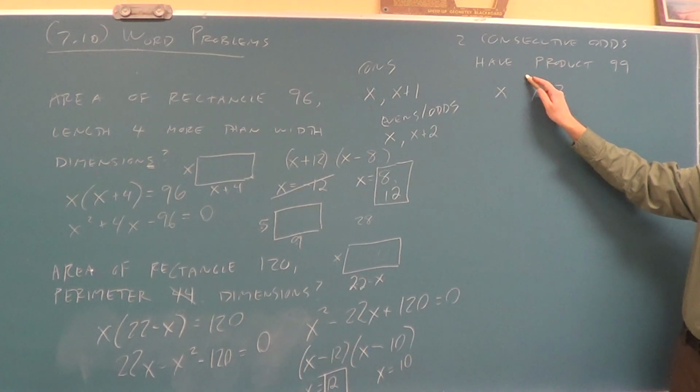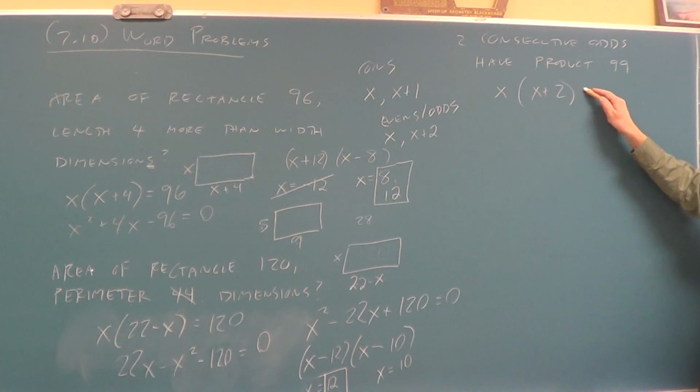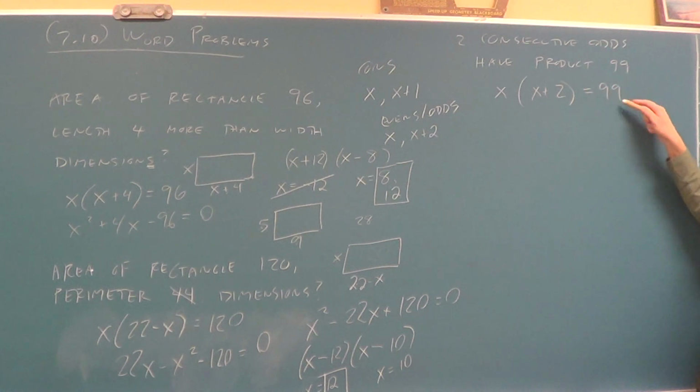Product means to multiply, and that should equal 99.